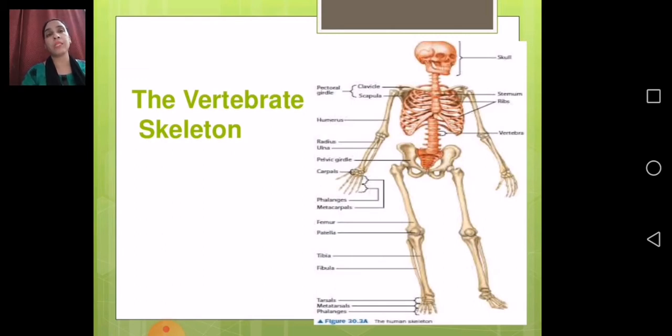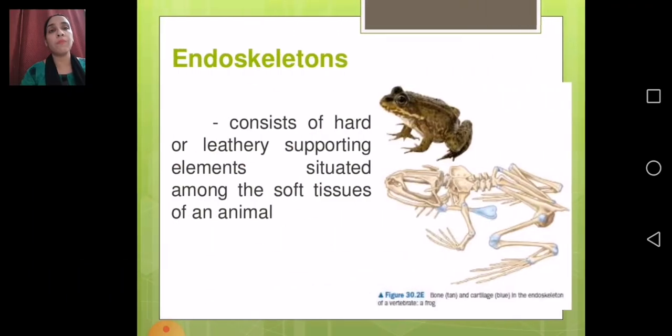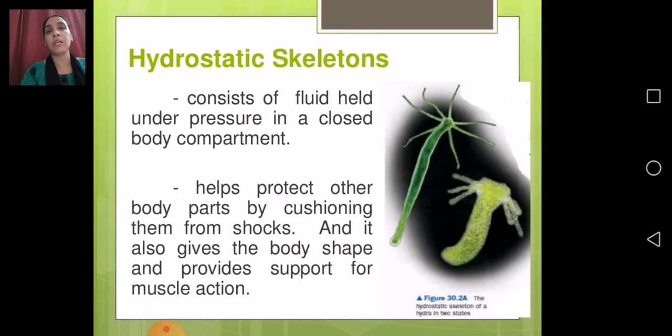We have already discussed different types of skeleton in animals, like the hydrostatic skeleton, which consists of fluid held under pressure in a closed body compartment. Now it helps protect other body parts by cushioning them from shocks, and it also gives the body shape. So this kind of hydrostatic skeleton we will be finding in different animals.